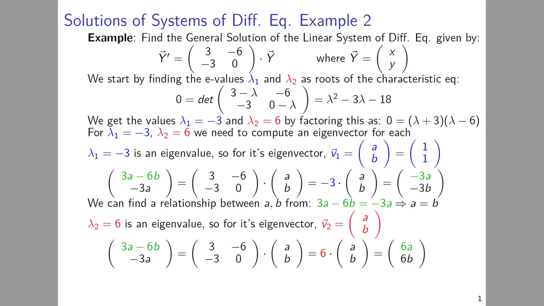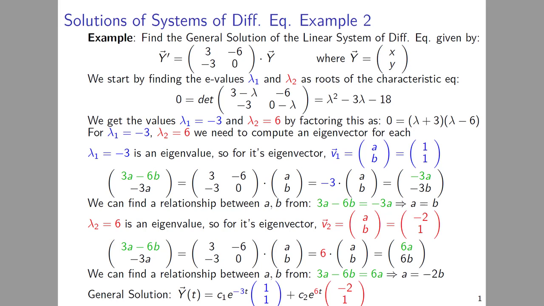So looking at the top component here, 3a minus 6b must be equal to 6a. Now, subtracting 3a from both sides, we get -6b is equal to 3a, and when we divide by 3, we have that a equals -2b. Again, we just need to pick any values a and b that satisfy this. If we pick b to be 1, then we'll have a as negative 2. And we'll get the vector (-2, 1) as our eigenvector.